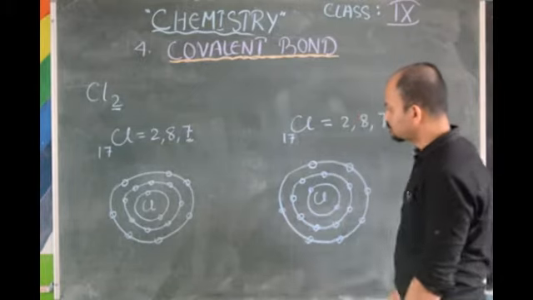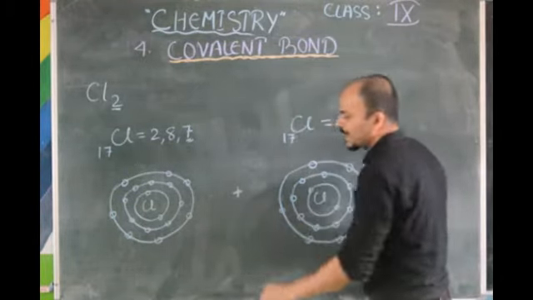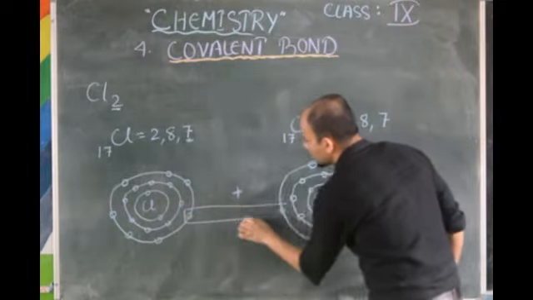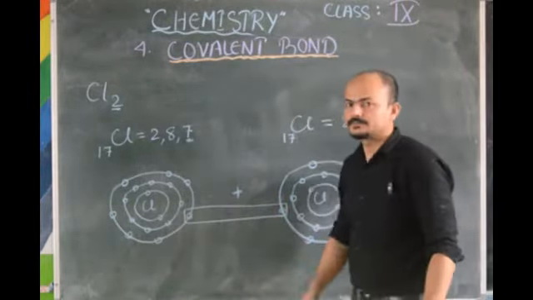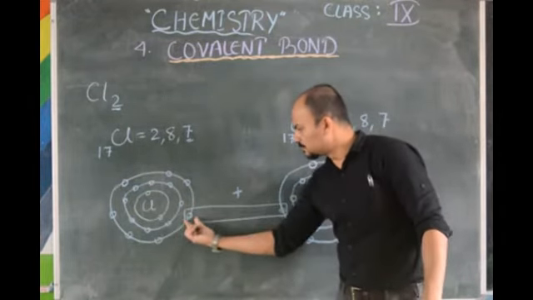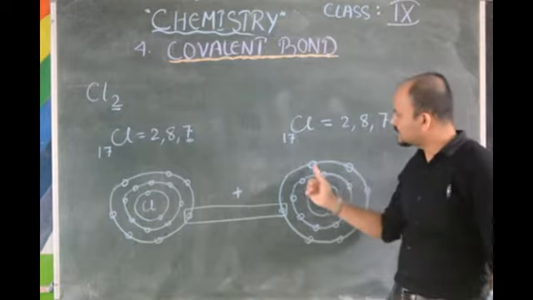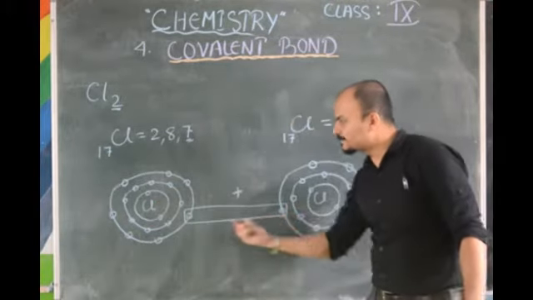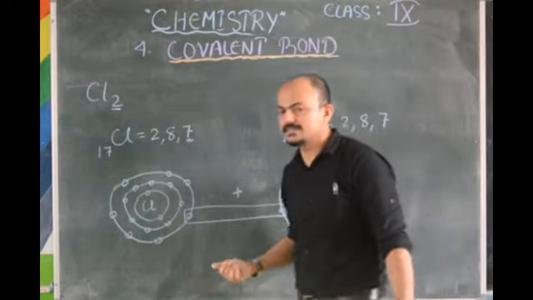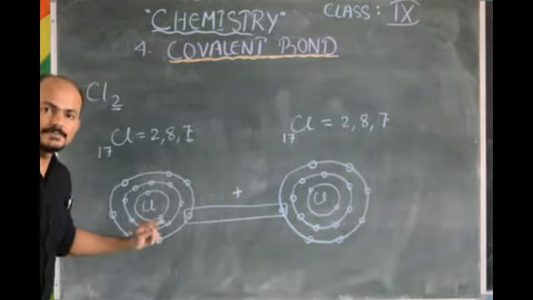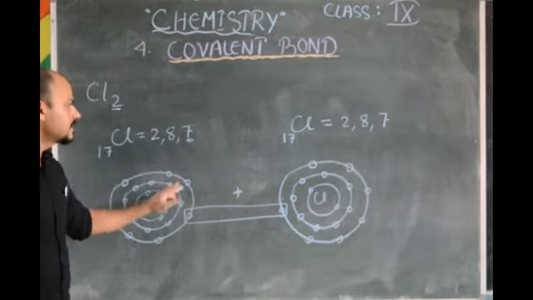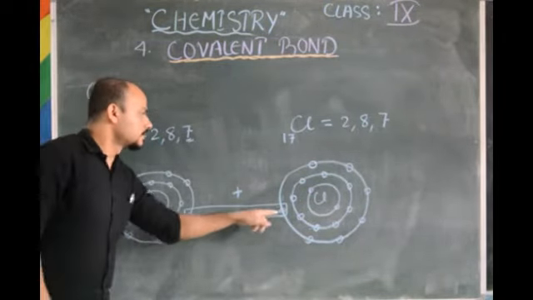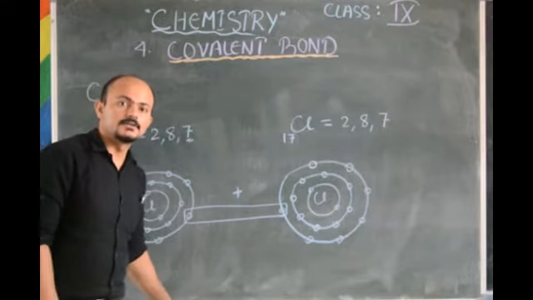Now both of these will come closer, and they mutually share their electrons. One electron from this chlorine atom will be shared with the other. It has 7 electrons in the valence shell. Now if one electron of the other chlorine is shared with it, then 7 plus 1 will be 8. Yes or no? Its octet is complete. Similarly for this chlorine also, it has 7 electrons in the valence shell. Now one electron from the other chlorine atom is shared by this chlorine atom. Now 7 plus 1 is 8. This is how covalent bond is formed.